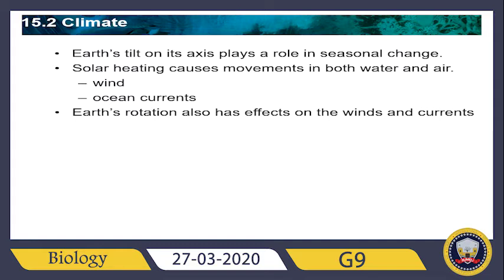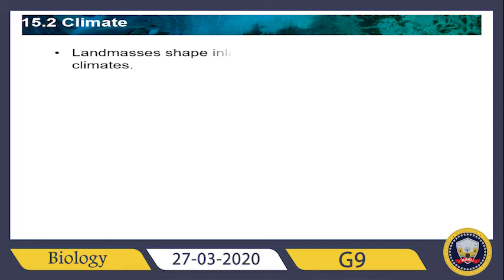Now, the solar heating causes movement in water and air. The wind you are seeing is because of the solar rays. The sun influences the winds and the ocean currents. Now, Earth's rotation also has effects on the wind and currents. Also, the rotational movement of our planet, because the Earth moves around itself and the moon moves around the Earth and both move around the sun.